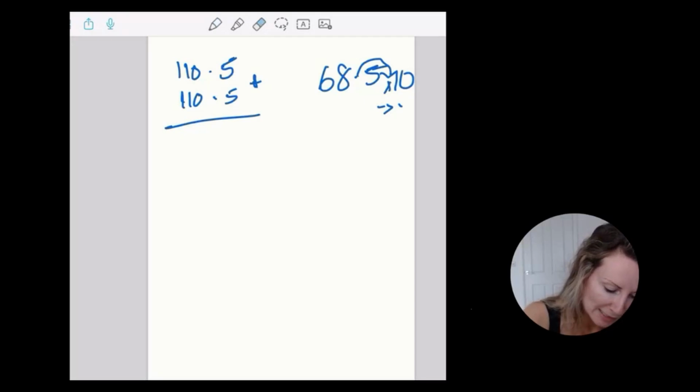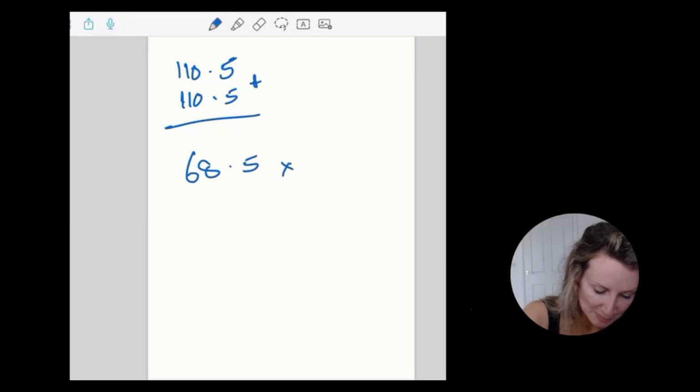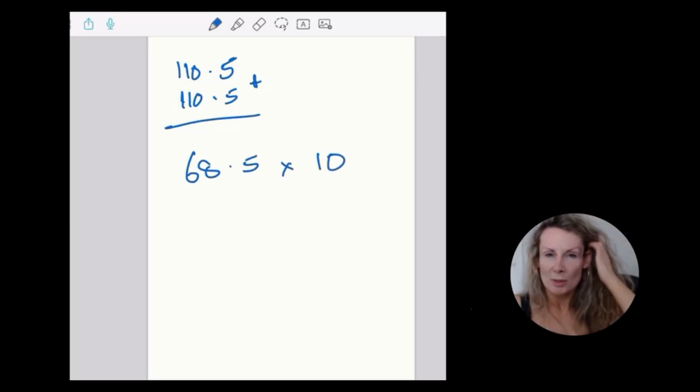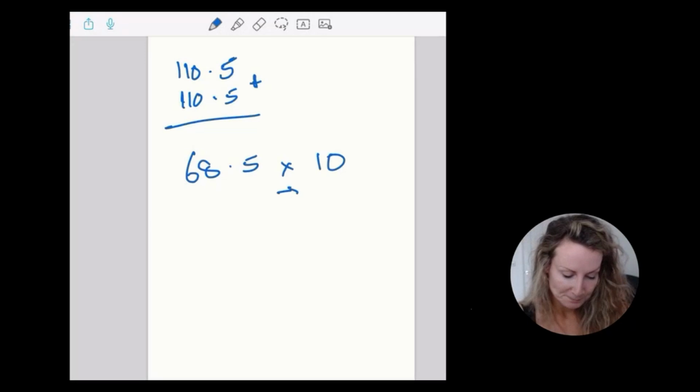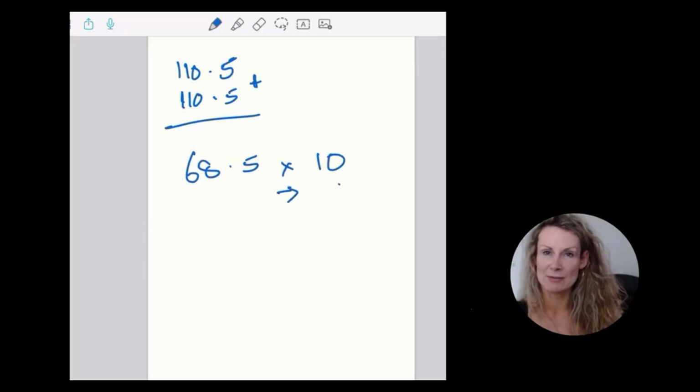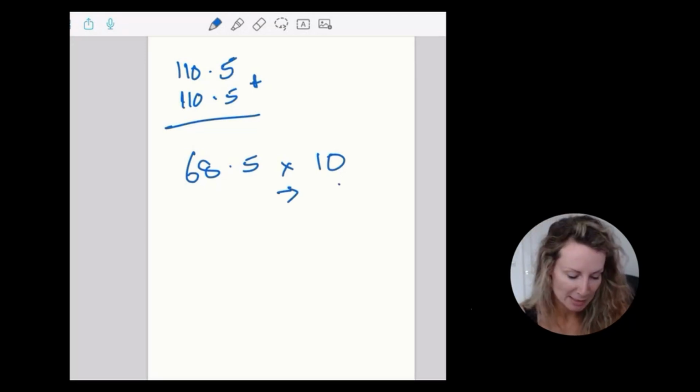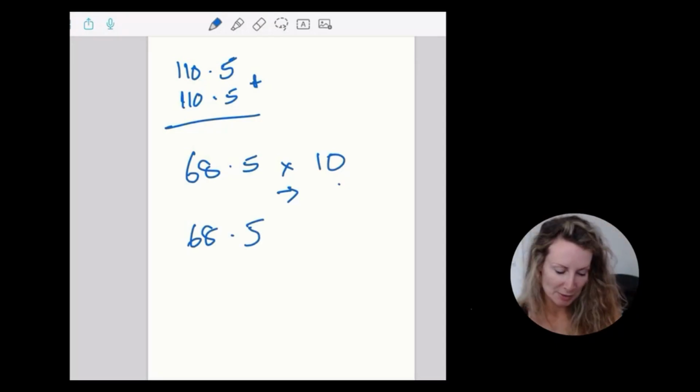Well, let's have a little look at it again. Okay. So we've got 68.5 times by 10. Yeah. We're multiplying, so we're moving to the right. We've got 1 0, so we're going to move 1 decimal place. So 68.5. Move the decimal point to the right.